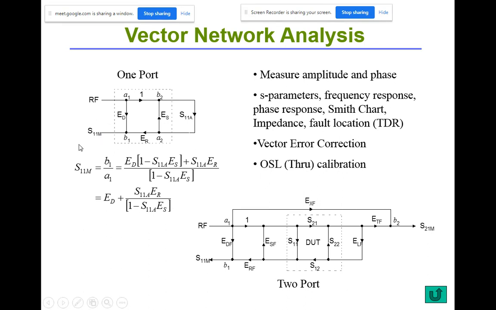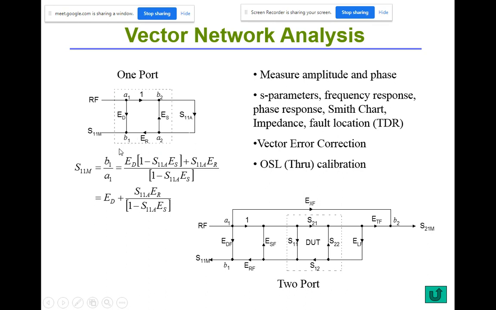Understand? The network analyzer gives you S11M, but you want to know S11A. So this is the relationship between S11M and S11A. How do we get this equation? We represent the cable plus the connector and everything in between, the network analyzer and the load or the antenna that we are measuring, with an S matrix, or in this case, a signal flow graph that looks like this.